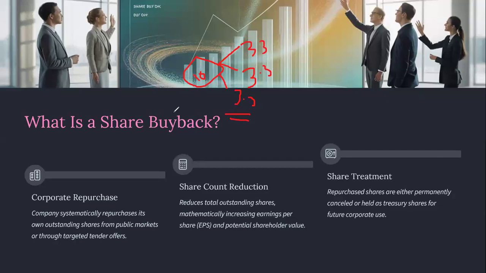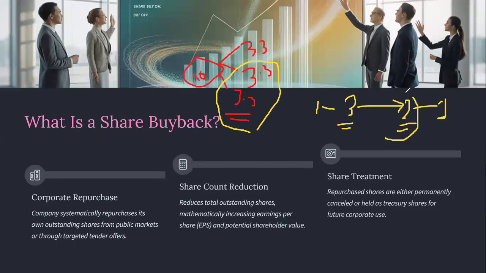Now, when I do a buyback, I will repurchase some of these shares. Earlier I had one share, which I split into three. Now these three shares I will buy back, suppose two, then one share is available. I will pay them the face value or decided value, and I will reduce the number of shares which I am having.